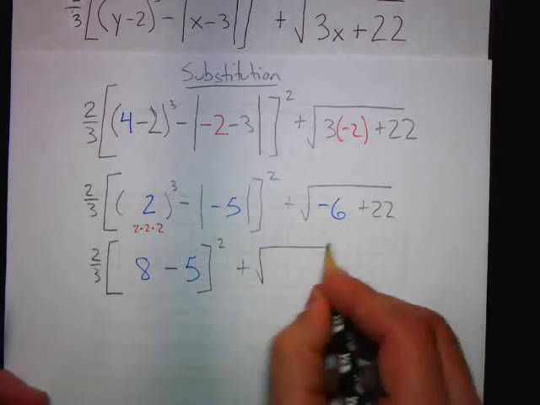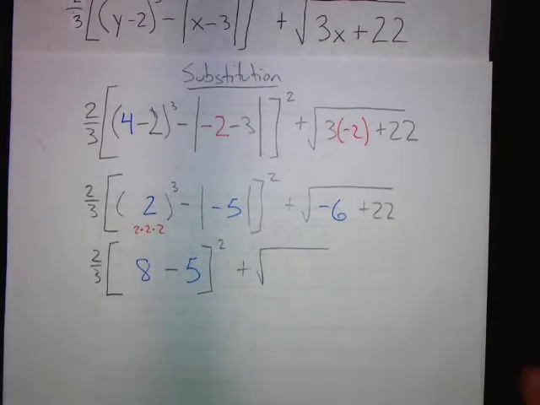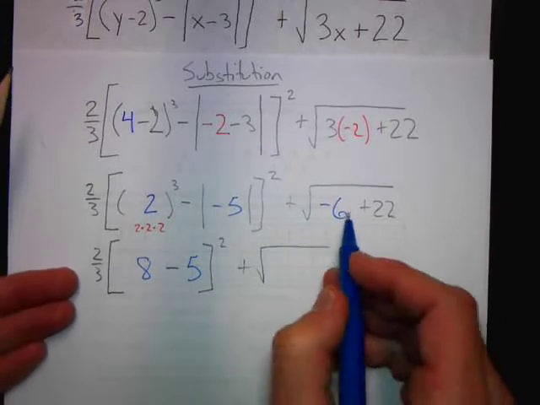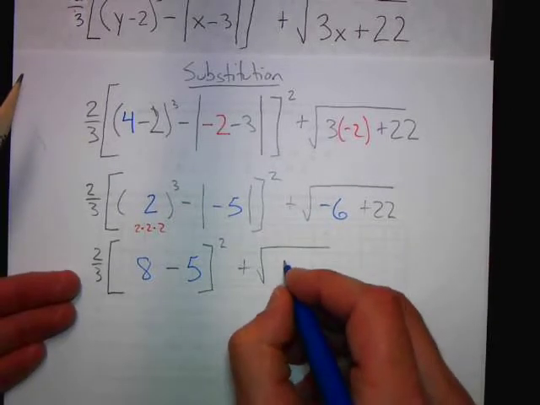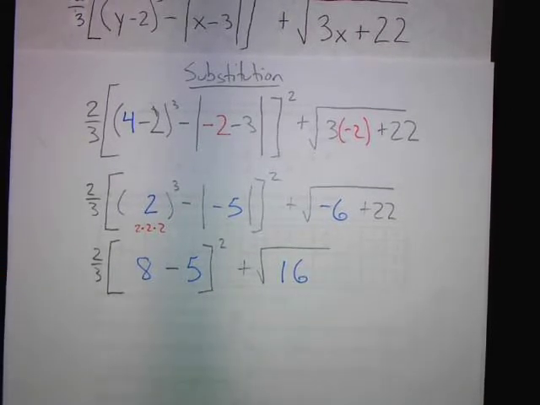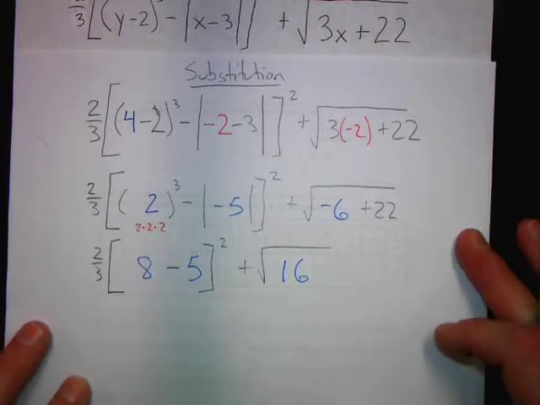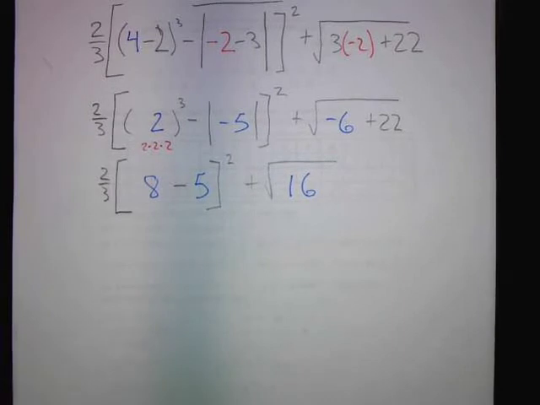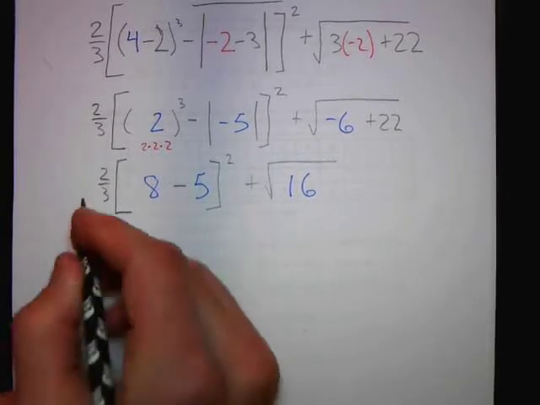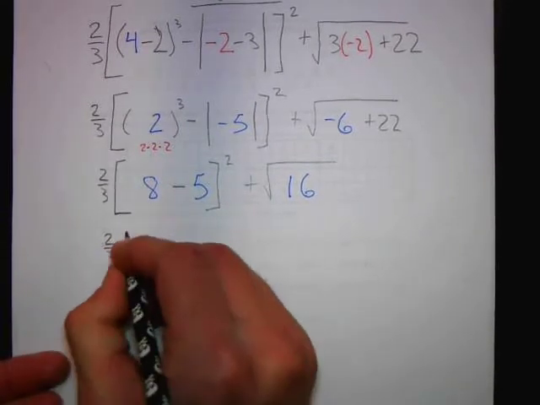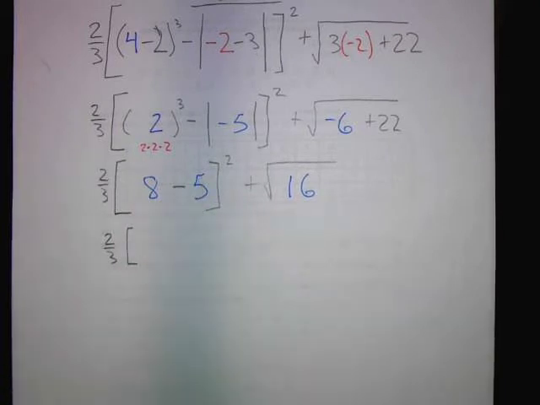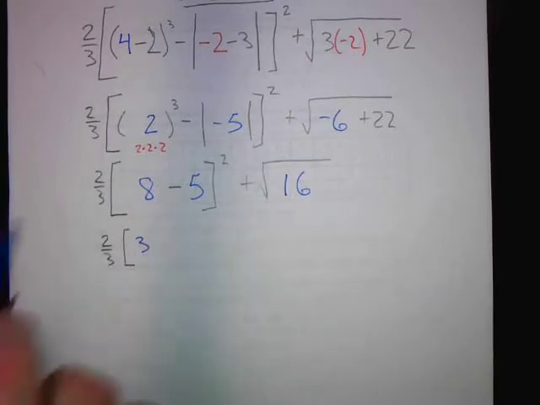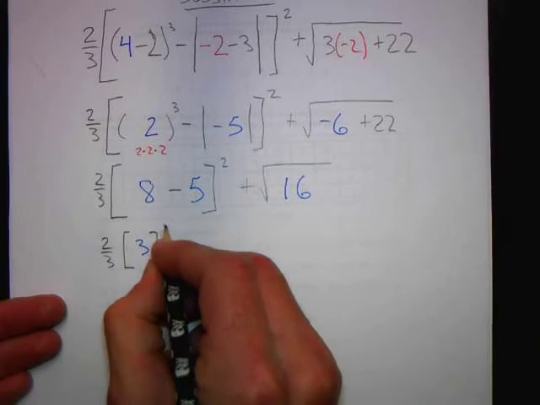And then I'm still going to work inside. There's some work left to do inside this grouping symbol. And inside, negative 6 plus 22 is 16. Okay, so that's how that's working, step by step. You know what? I still got stuff going on inside grouping symbols. Son of a gun. So I go back to that big group. So I have 2/3 times 8 minus 5, which is 3. It's starting to get more manageable. Everything else is staying the same.